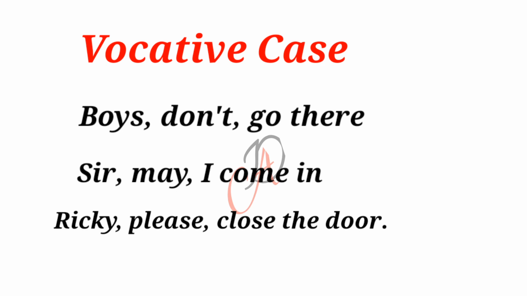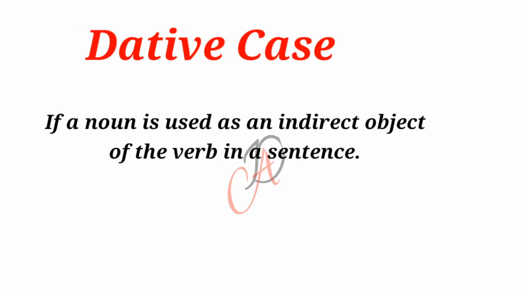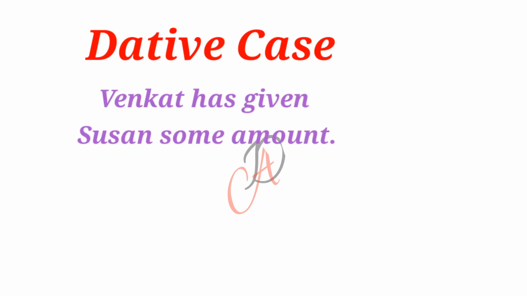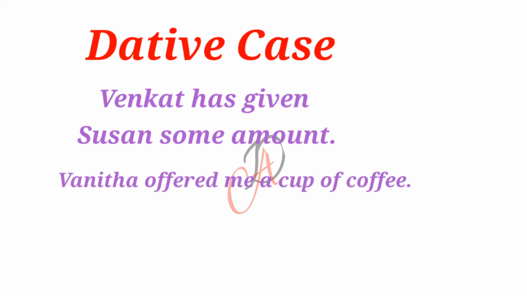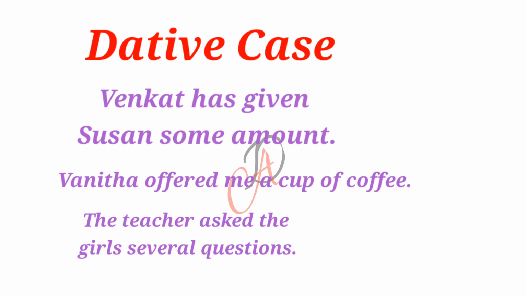And let's move on to the last case, dative case. If a noun is used as an indirect object of the verb in a sentence, it is said to be in the dative case. Let's see the examples for dative case. Venkat has given Susan some amount. Second one, Vanita offered me a cup of coffee. And the third, the teacher asked the girls several questions.